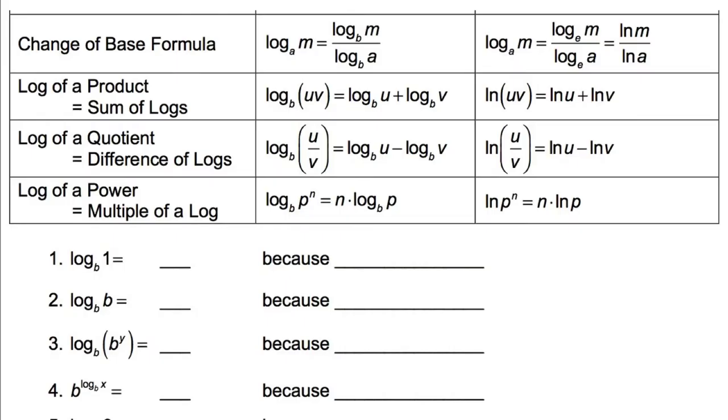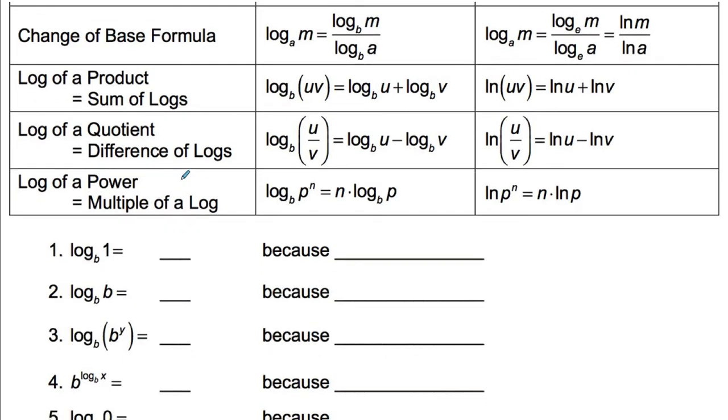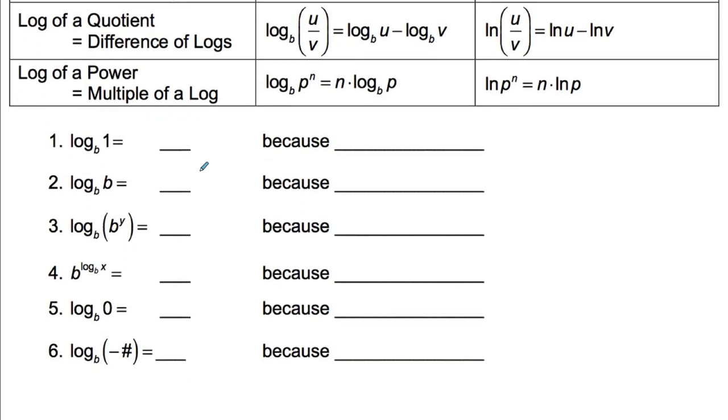Okay, so now let's take a look at some of the basic properties that we'll be using. We've got change of base, log of a product equals sum of logs, log of a quotient equals difference of logs, and log of a power equals multiple of a log. We're going to look at those in a few examples in just a minute. But let's just look at a few simple calculations. You could pause the video and try these on your own and give a reason, and then you can unpause it and take a look at the answers here.